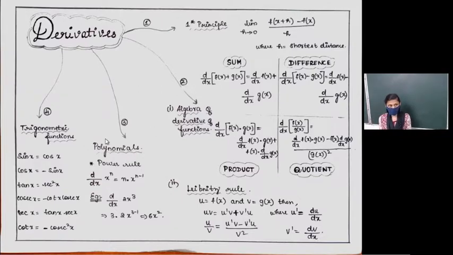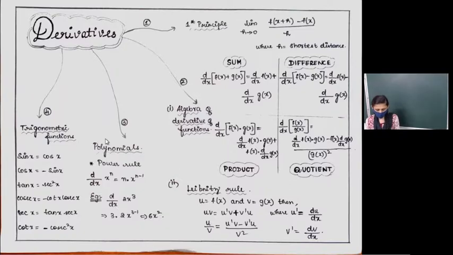And the third concept we are going to discuss here is polynomials. Under polynomials, we are going to see the power rule. I have given the format for power rule, d by dx of x to the power n. We have to put the power in the front, so n into x, called the coefficient of x. So n into x to the power n minus 1. You have to subtract 1 from the power.